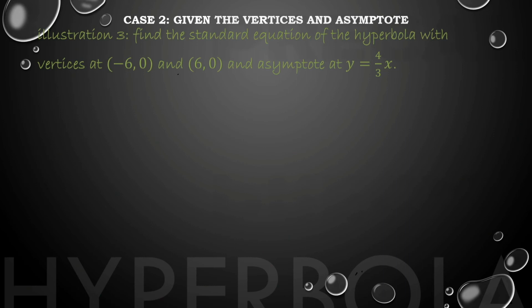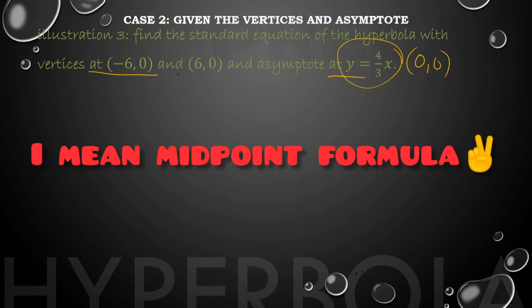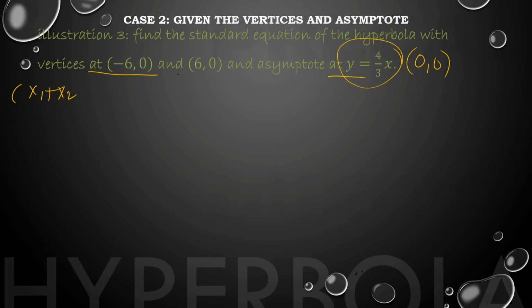For case number 2, given the vertices and asymptote. So, ito yung given ay vertices and yung asymptote niya. So, kapag ganito yung asymptote na given, obviously, yung center niya ay at 0, 0. Yung h and k niya ay parehong 0. Pero, syempre, kailangan pa nating make sure by using the distance formula ulit, using the coordinates of vertices. So, x sub 1 plus x sub 2 over 2, then y sub 1 plus y sub 2 over 2.